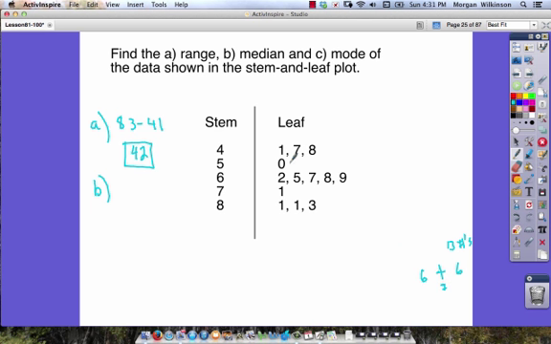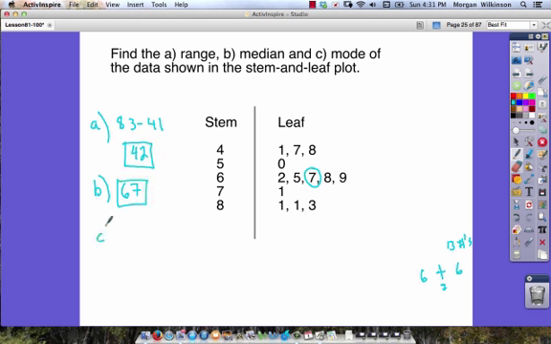1, 2, 3, 4, 5, 6, 7. Then we've got 1, 2, 3, 4, 5, 6 on the left, or the small side, and 1, 2, 3, 4, 5, 6 on the big side. So our median, our middle number, must be 67. And we've got our answer.